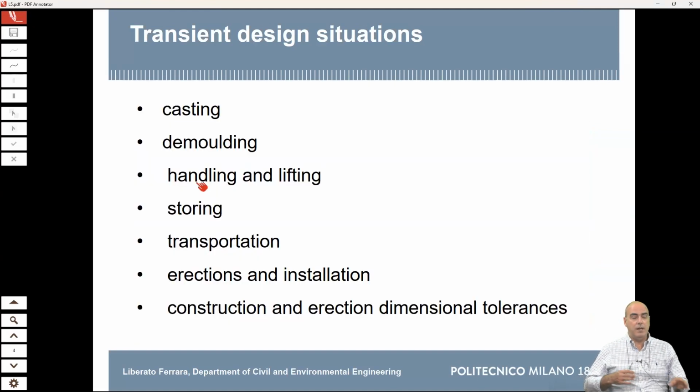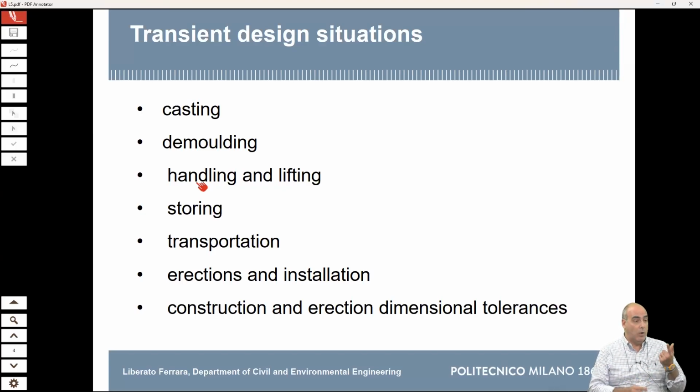So when you have to design any of your structural elements, any component of your structure, for a transient design situation, you have to consider, first of all, the casting. We will see, when we design a pre-stressed element, that immediately after the casting, when you release the pre-stressing, there already is a design situation that you have to take into account.